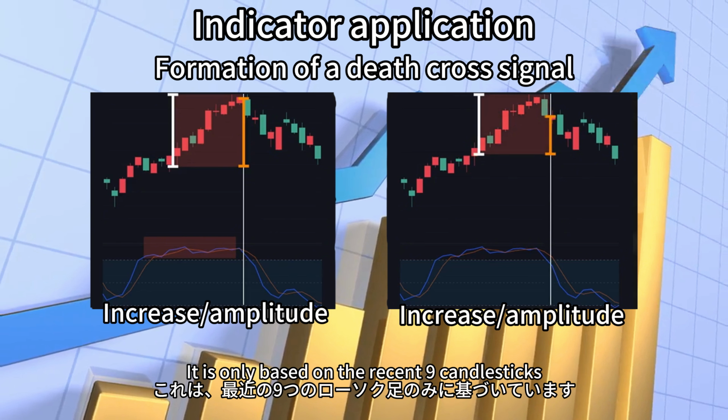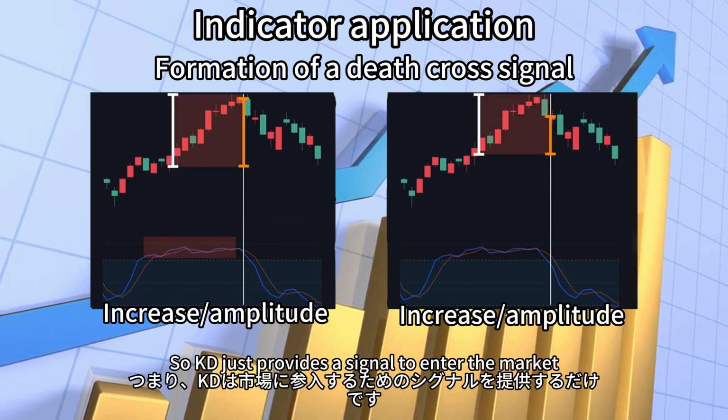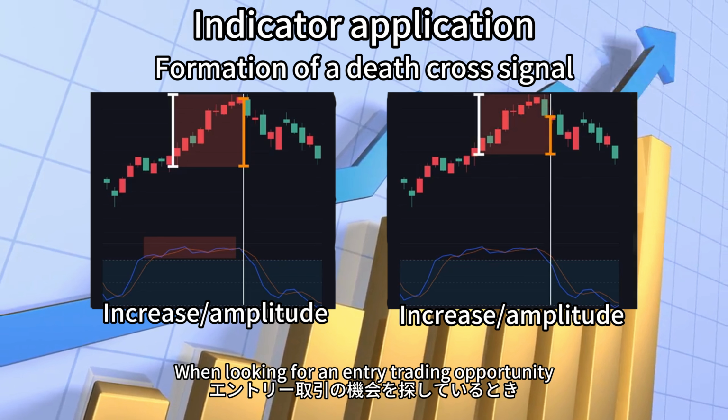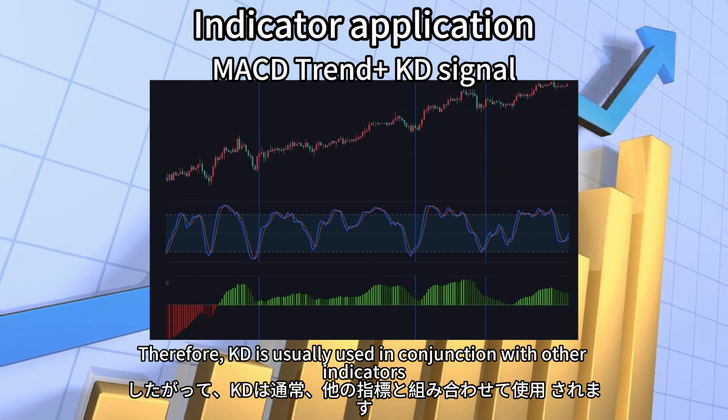It can also be seen from the default parameters of Kd that it is only based on the recent 9 candlesticks. All that is observed is the change in the current closing price. So Kd just provides a signal to enter the market. It is you who determine the direction of the trade. When looking for an entry trading opportunity, you need an indicator that gives you entry signals. Therefore, Kd is usually used in conjunction with other indicators.